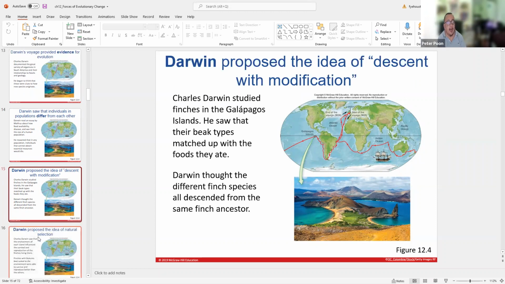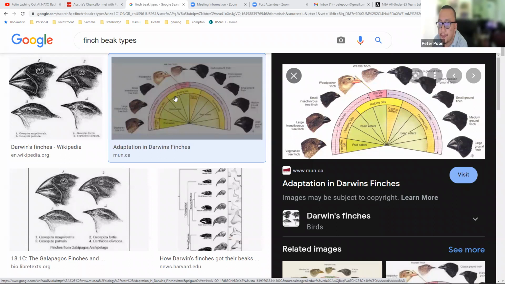From this, he realized every single bird was different. In a lot of islands, he saw a lot of different beak types. Bring up the beak types. So right now, you guys are seeing the beak types here. Beak types differ. Like to eat big seeds, you need big, strong jaws to break the seed.